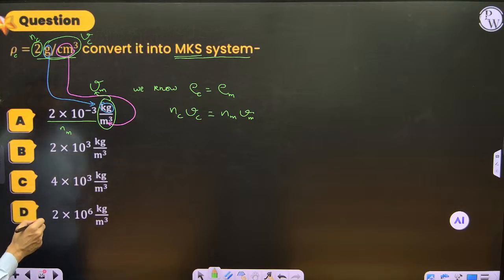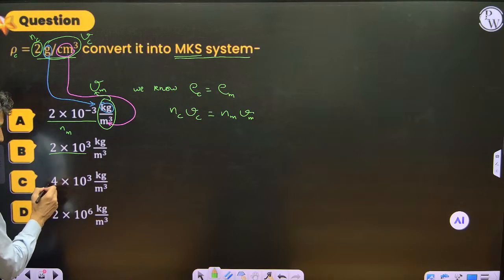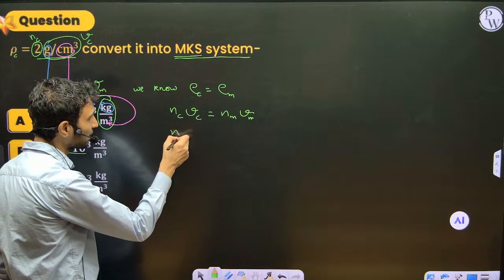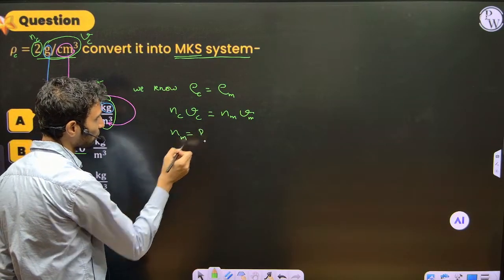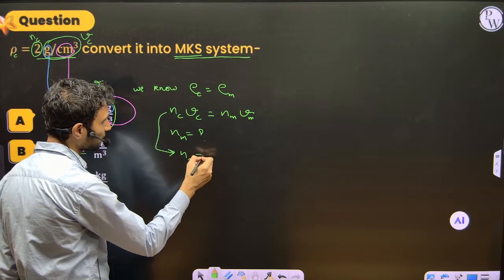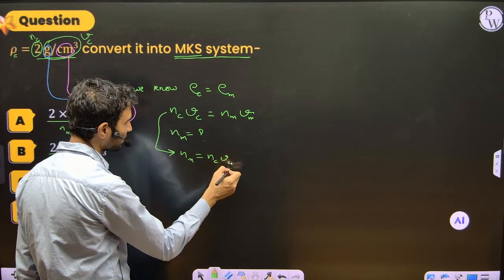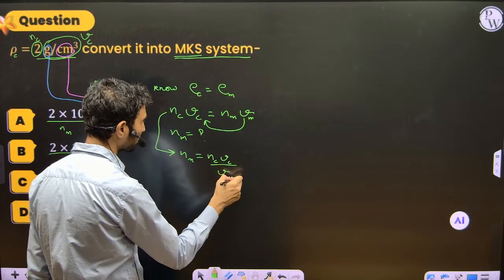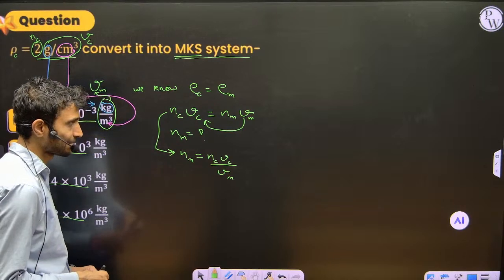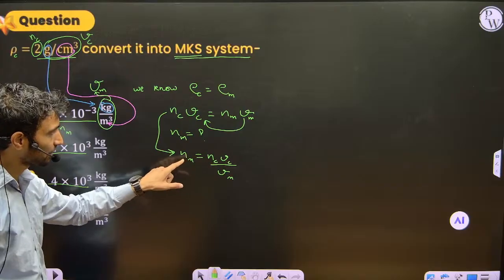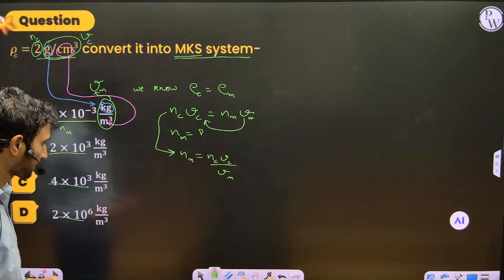And I have to find out which number is correct. There are multiple options, and we have to find out which number is correct. So basically I just have to find the number written in MKS. From here, the number written in MKS comes out to be NC UC divided by UM. So all we have to do is put the values and we will get the value of NM, right? So let's do that.